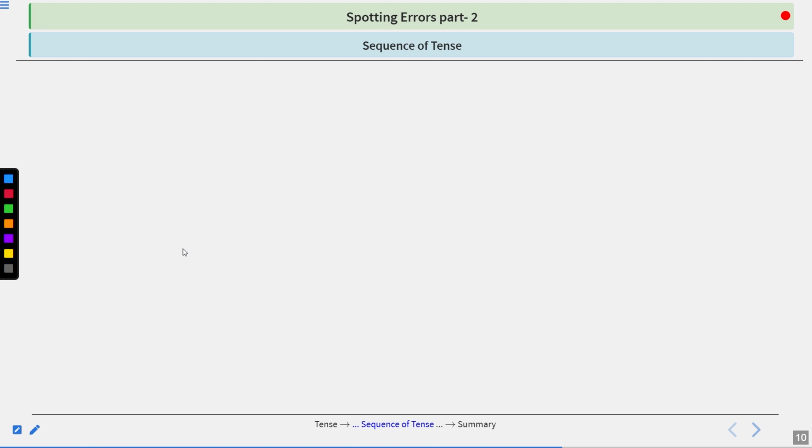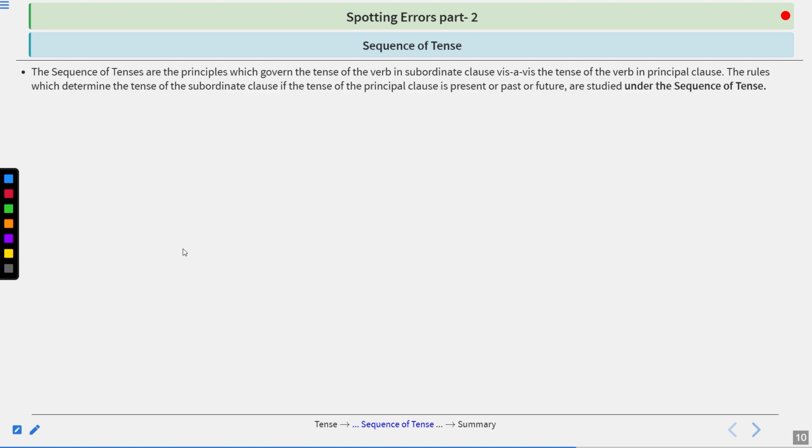Let's talk about sequence of tense. The sequence of tenses are the principles which govern the tense of the verb in subordinate clauses. The tense of the verb in the principal clause, the rules which determine the tense of the subordinate clause, if the tense of the principal clause is present or past or future, are studied under the sequence of tense.